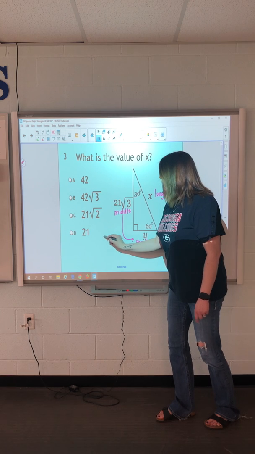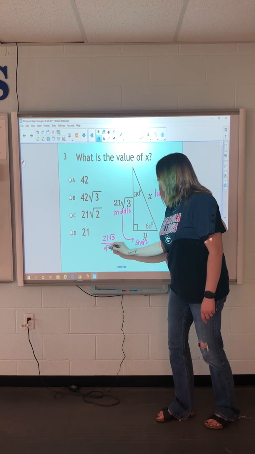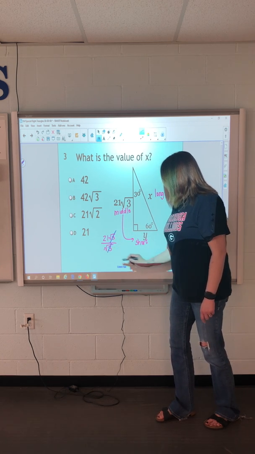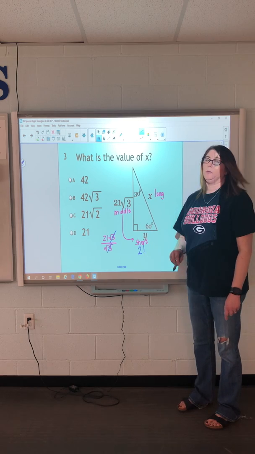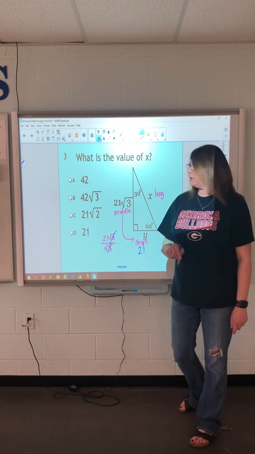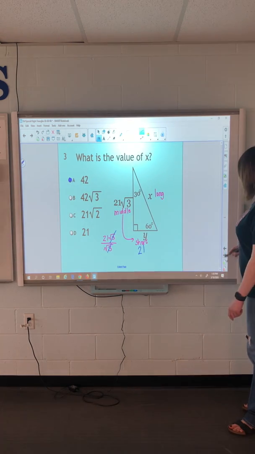So we're going to take the middle side, we're going to divide it by the square root of 3 because we're going from middle to short. Square root of 3 is going to cancel out. That means our short side is 21. How do we get from short to long? We double it. So 21 times 2 is going to give us an answer of A, which is 42.